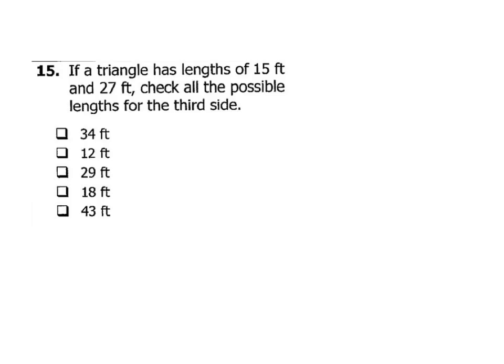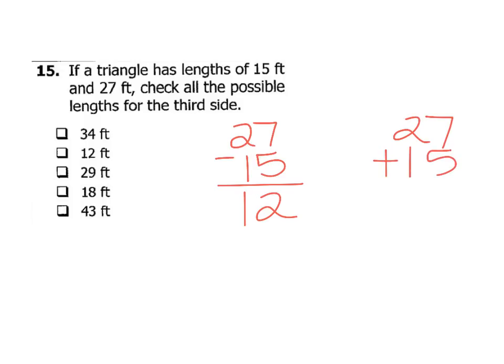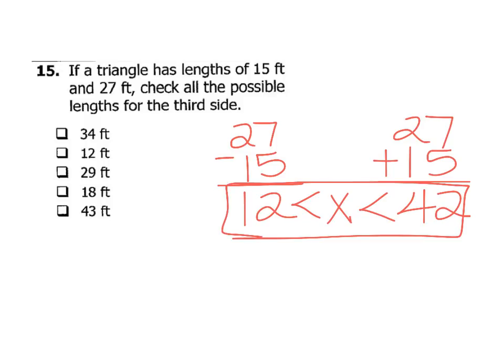All right, now if you saw a problem that looked like number 15, where we're given that a triangle has the lengths of 15 feet and 27 feet, and we want to check all the possible lengths for the third side. The first thing we would want to do is find a range for the third side, and we want to do that by writing an inequality. So we want to first find the difference of the two sides, so 27 minus 15, and that's going to give us 12. And then we want to find the sum, so 27 plus 15. That gives us 42. So we know that the third side x has to be less than 42 and greater than 12. So there is our inequality that represents the range of the third side.